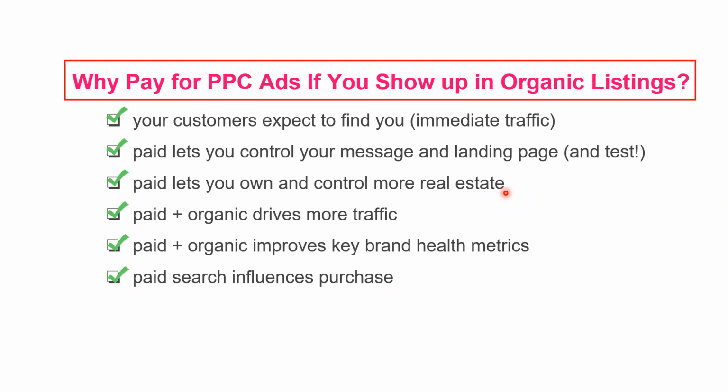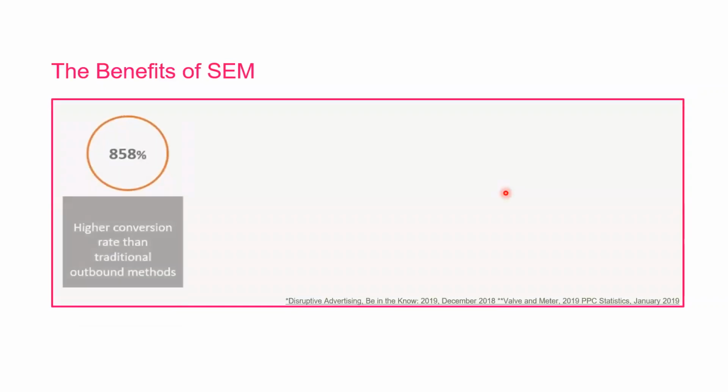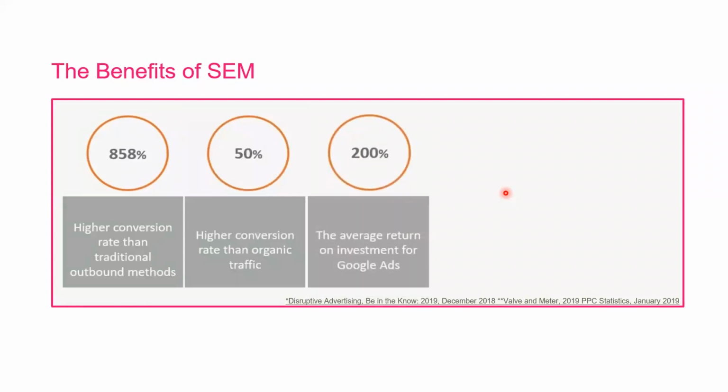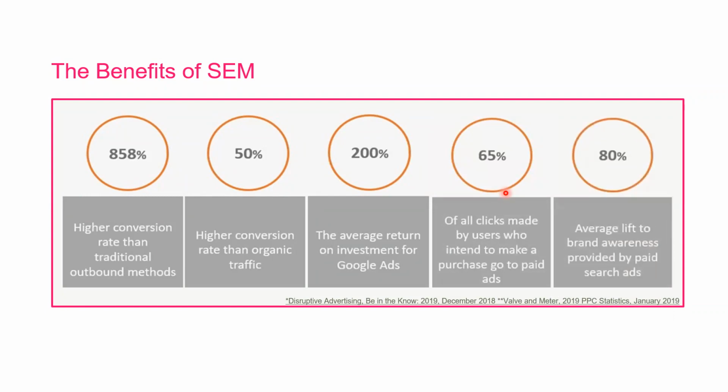And it influences purchase. So let's dive into that purchase data first. 858% higher conversion rate than traditional outbound methods. A lot of that has to do with the methodology that we can use with the Google tools. 50% higher conversion rate than organic traffic alone. 200% average return on investment from your Google advertisements. 65% of all clicks made by users who intend to make a purchase go through a paid advertisement of some sort. An 80% average lift to your brand awareness that's provided by search ads alone.